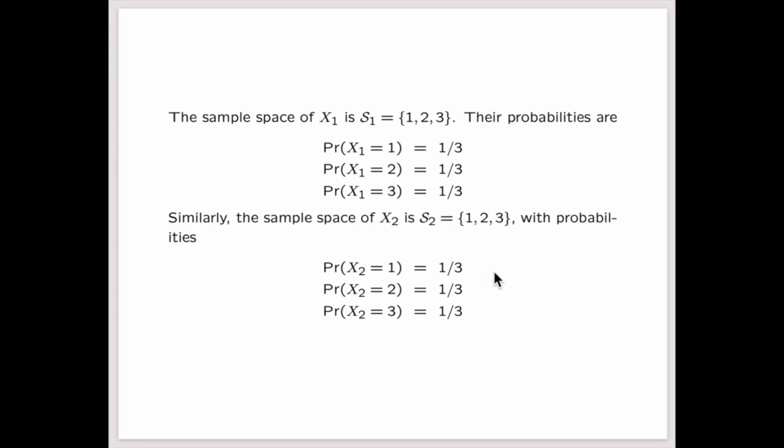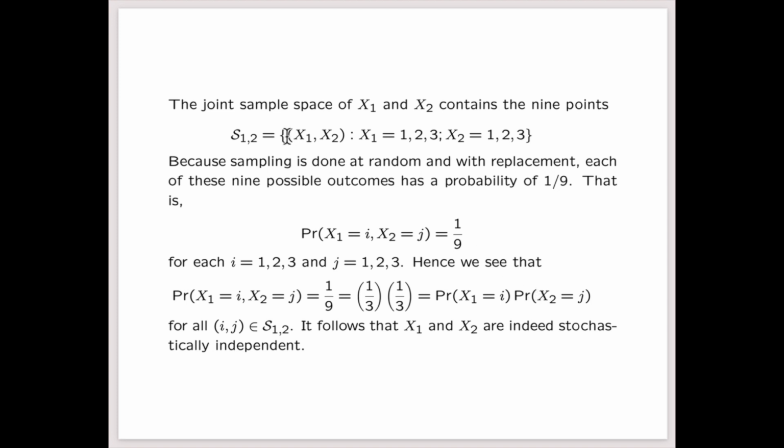So each one of these outcomes has a probability of 1/3. In the same way, the sample space of X2 is the same set of values, and that's because we're putting that slip of paper back. So we have the same possible outcomes 1, 2, and 3, and the same probability structure. Each one of those outcomes has a probability of 1/3. Now, the joint sample space of X1 and X2 contains the 9 points, as we've seen, those 9 possible samples, and I'll denote that joint sample space by script S sub 1,2. It's the set of ordered pairs (X1, X2), where X1 can be either 1, 2, or 3, and regardless of whatever X1 is, X2 can also be 1, 2, or 3.